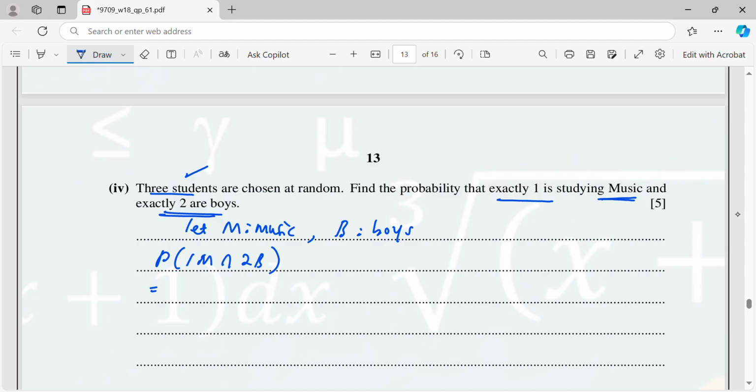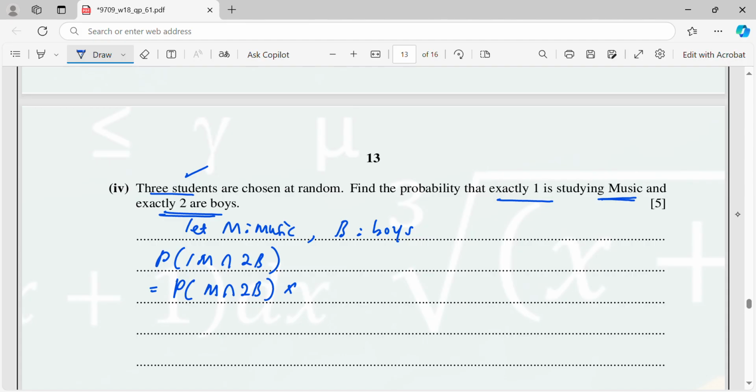Alright, so what I can say here is exactly 1 studying music, 1 music, and 2 boys. Times... Okay, wait. 1 music and 2 boys.